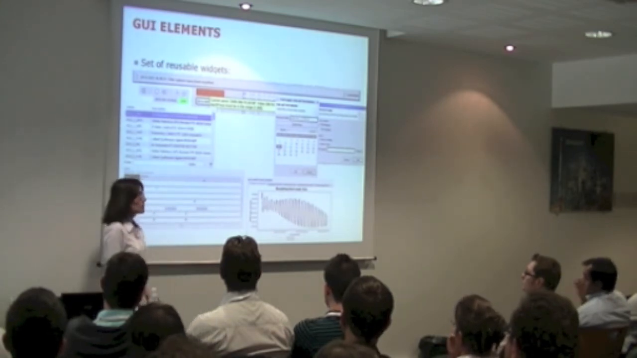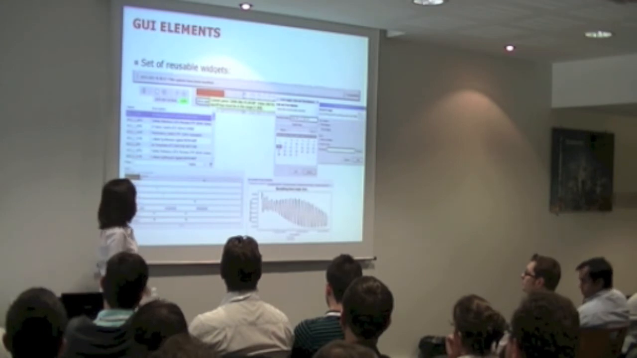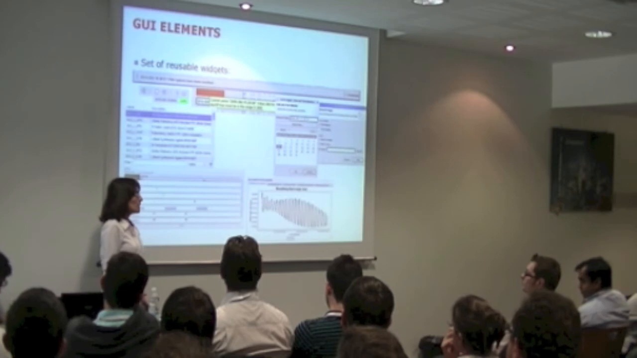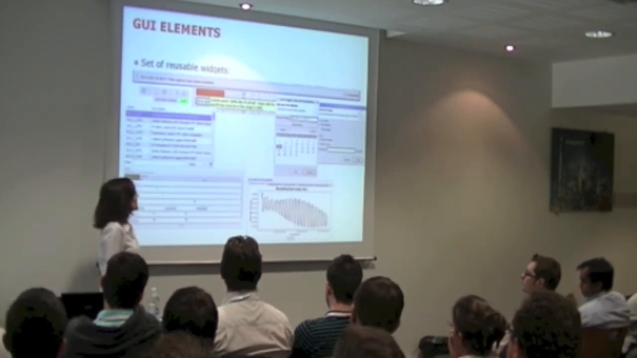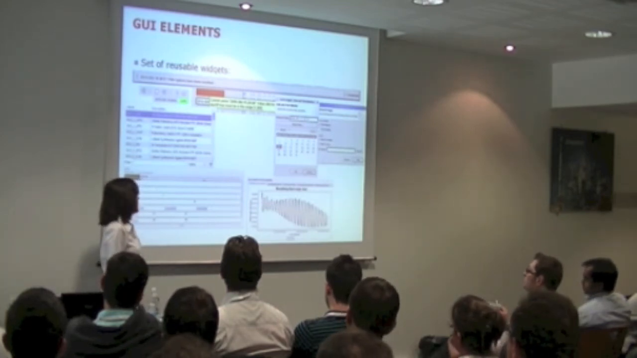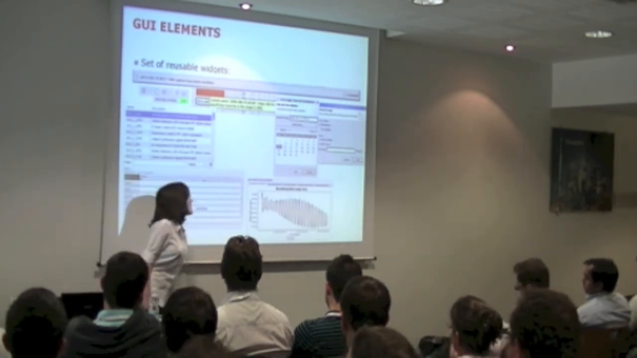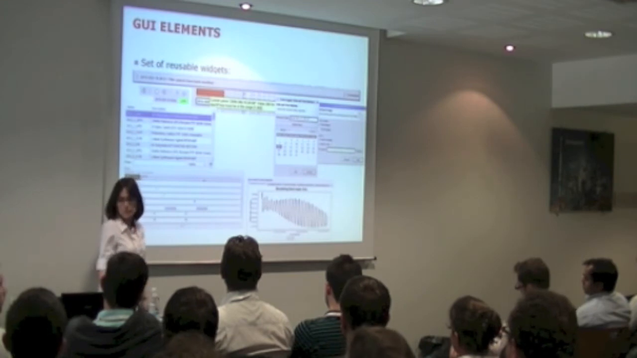In some cases, we have to use third-party tools. For example, in the case of the Gantt chart, this Gantt chart is based on the Gantt chart of Nebula. Nebula is an Eclipse project that provides some advanced widgets, and this is one of them. And in the case of the chart, we have used JFreeChart.